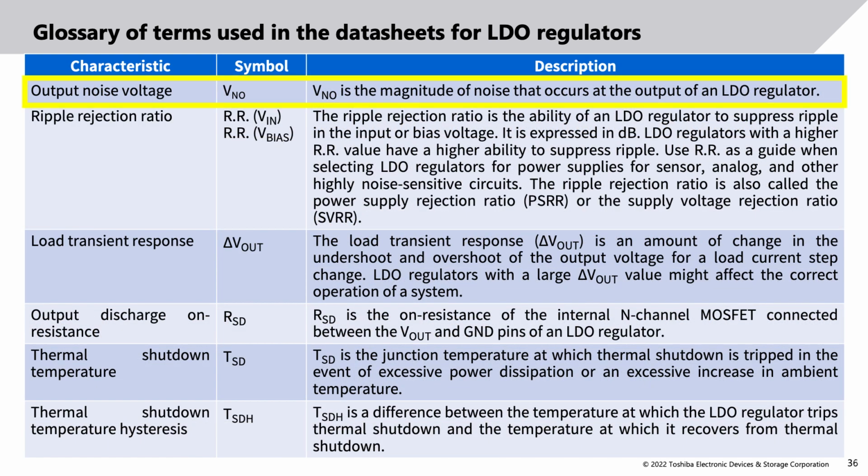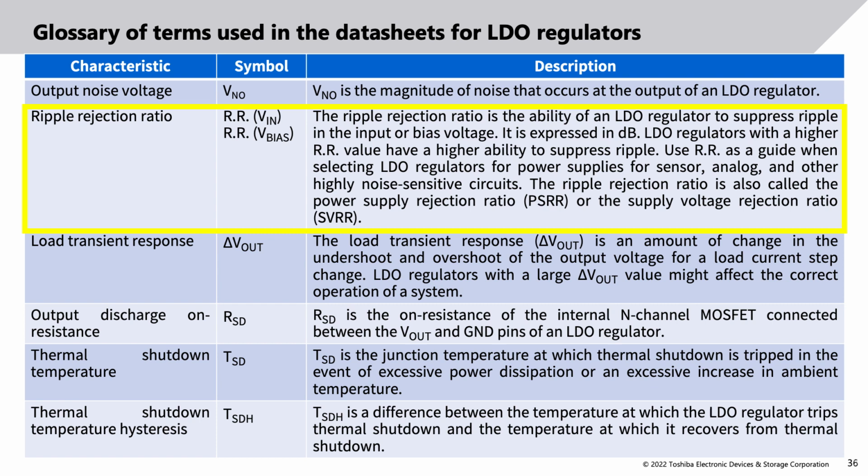Output noise voltage VNO is the magnitude of noise that occurs at the output of an LDO regulator. Ripple rejection ratio RR, VIN and RR, VBIAS, are the ability of an LDO regulator to suppress ripple in the input or bias voltage. It is expressed in decibels.